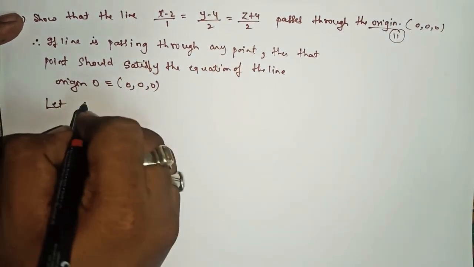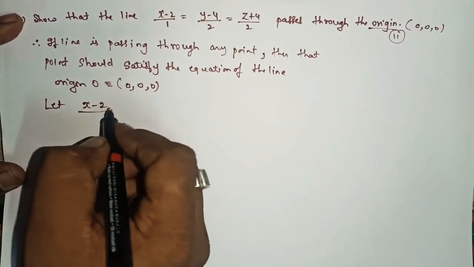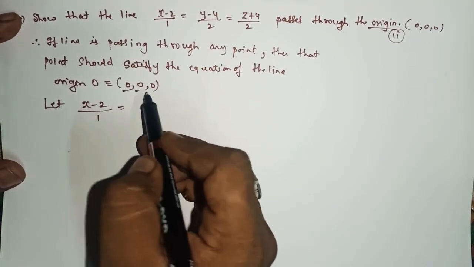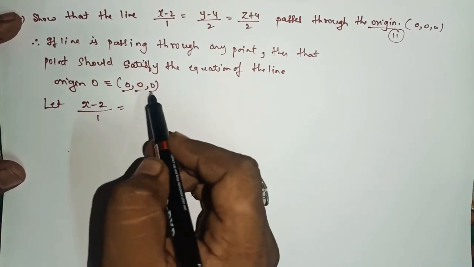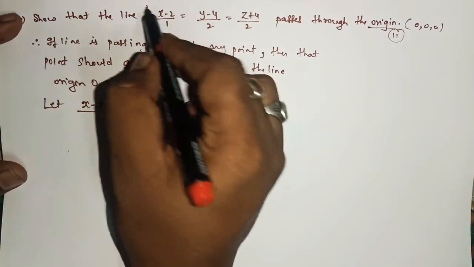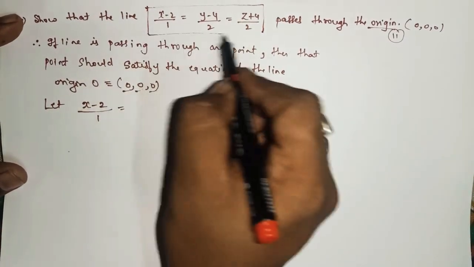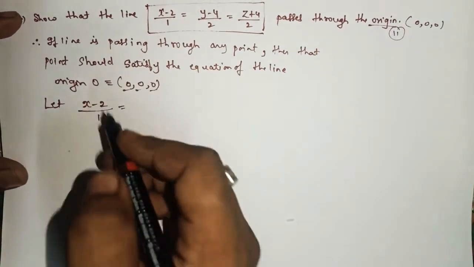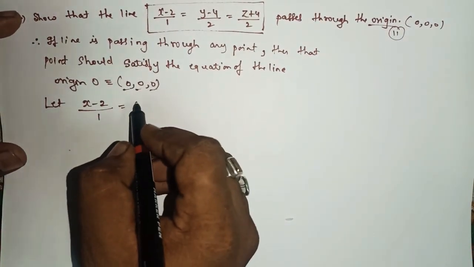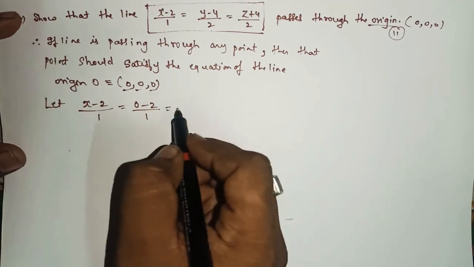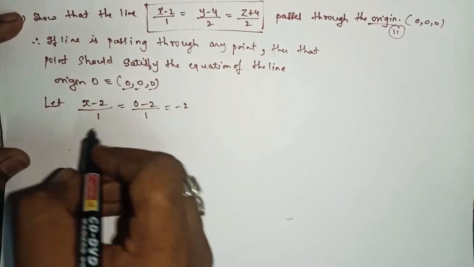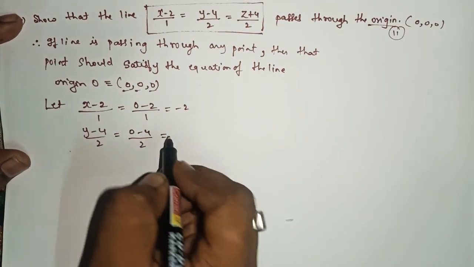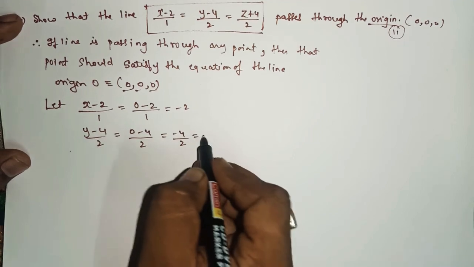So we'll consider x minus 2 upon 1 equals to, we'll substitute this coordinate, we'll consider this coordinate as x, y and z. We'll substitute the value. If this value satisfies the required equation, then we can say that the line is passing through origin. So simply you will take one ratio at a time. Here we'll write 0 minus 2 upon 1. So here we got minus 2 for the first ratio, then y minus 4 upon 2, 0 minus 4 upon 2, so minus 4 upon 2 is minus 2.